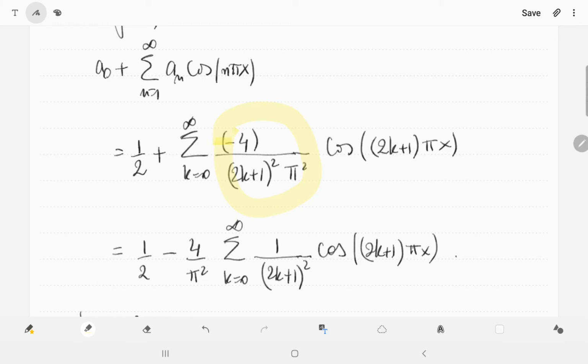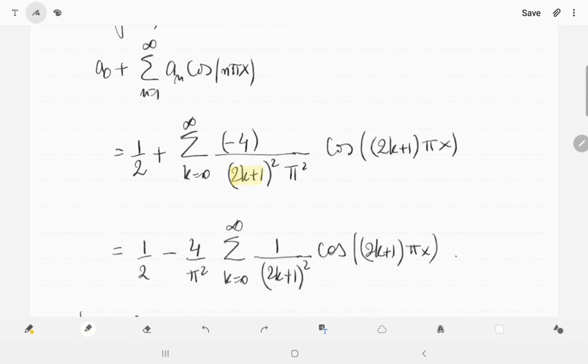And okay, we knew that for n even, we have 0. So we can write this series in this way. We change the parameter here. The indexes now are called k. And we only take the odd values, and we can write this in this way.